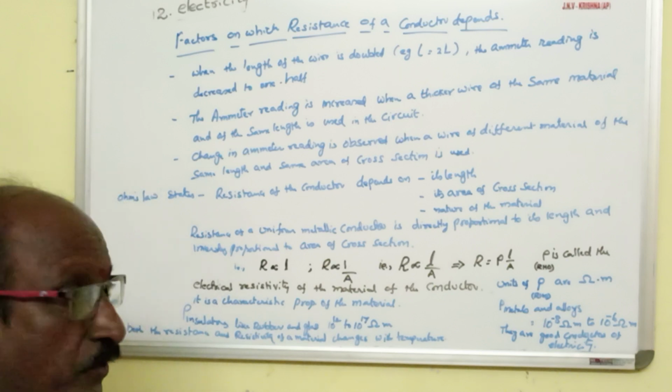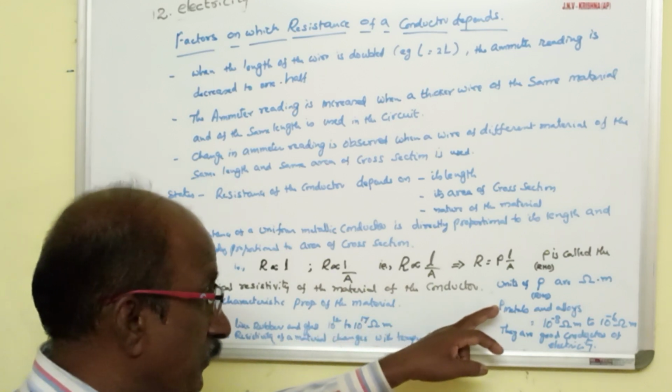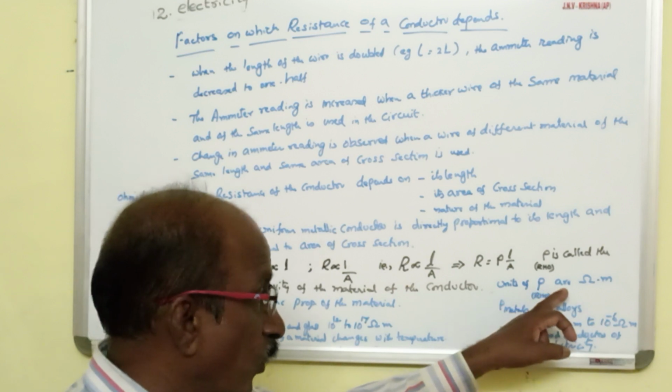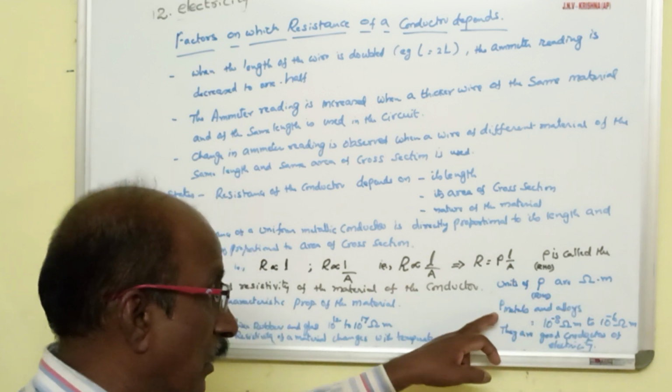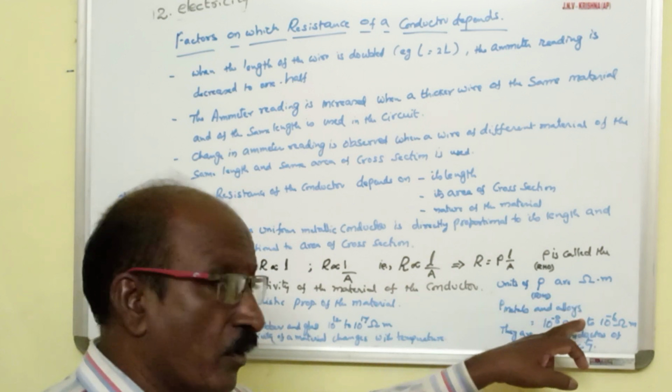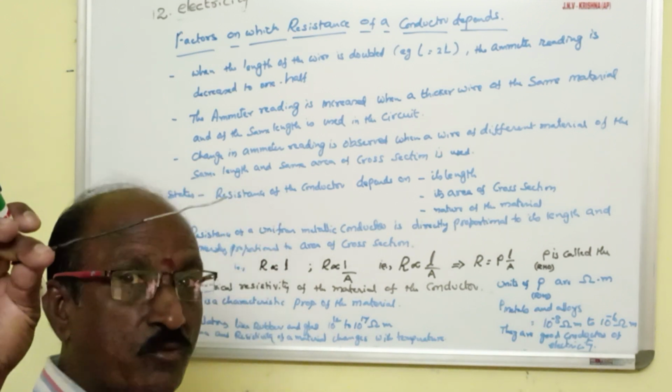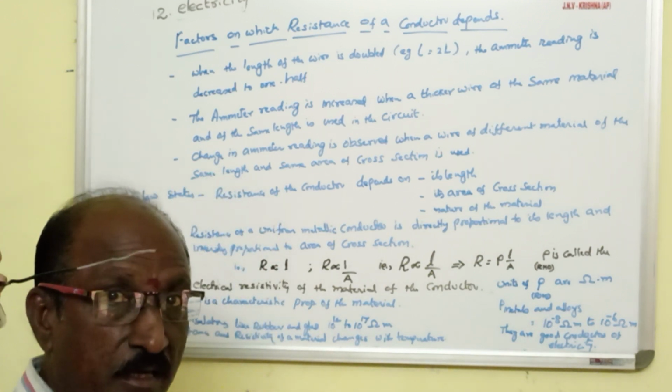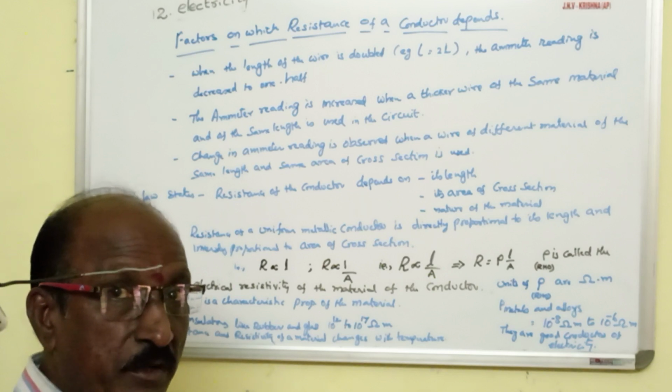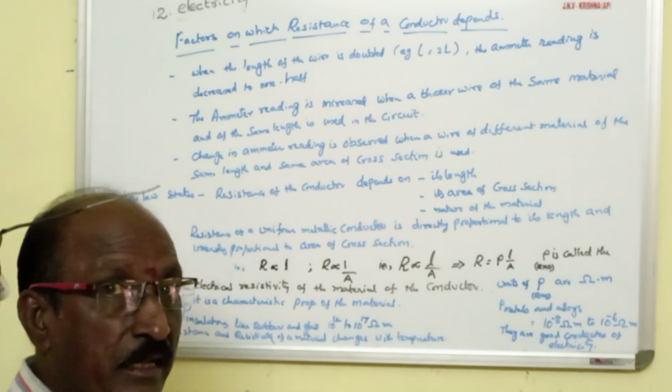Understand? You just refer to that after this. Okay, the unit of rho is ohm meters. Rho for metals and alloys: what is the value of rho? Electrical resistivity for different metals and alloys.